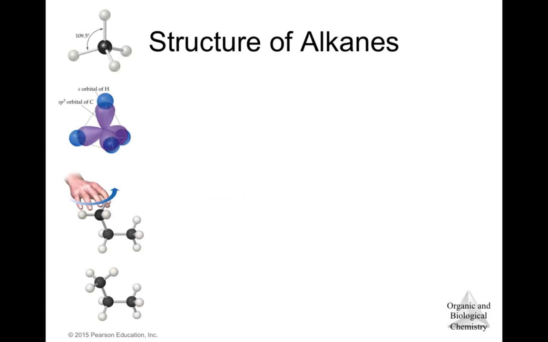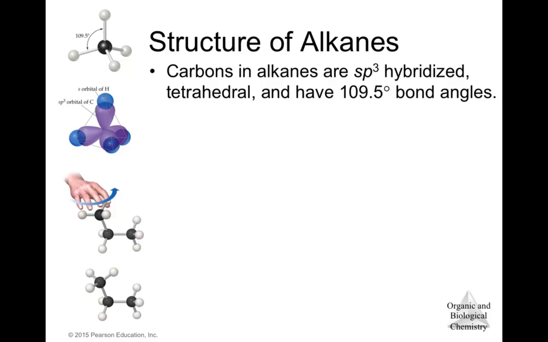So let's talk about the structure of alkanes. Carbons in alkanes are sp3. The hybridization of those carbons is sp3, and the geometry is tetrahedral, and they have bond angles between those carbon-hydrogen bonds of 109.5. So basically here the angle is 109.5. The tetrahedral geometric structure of an sp3 atom.